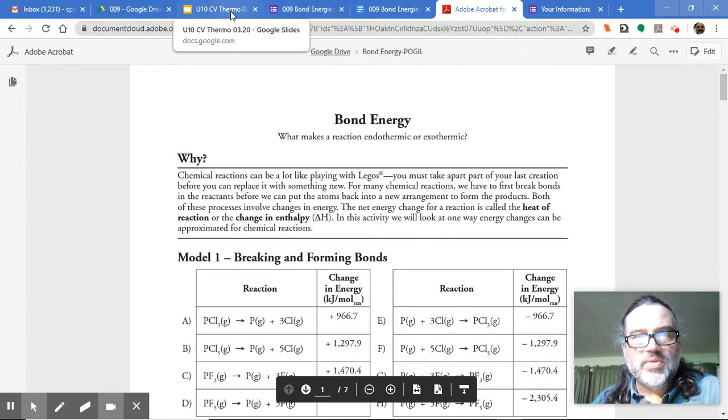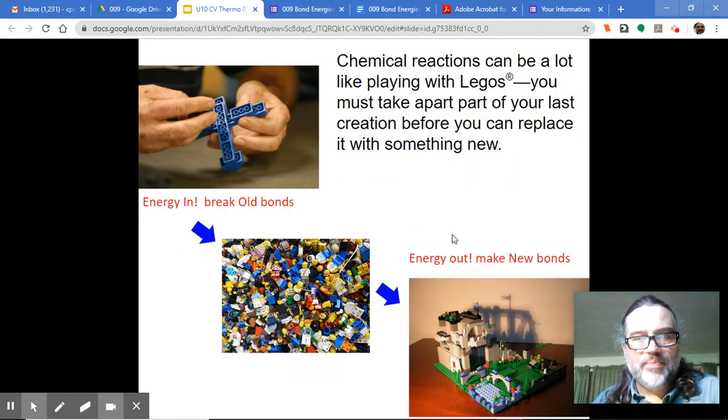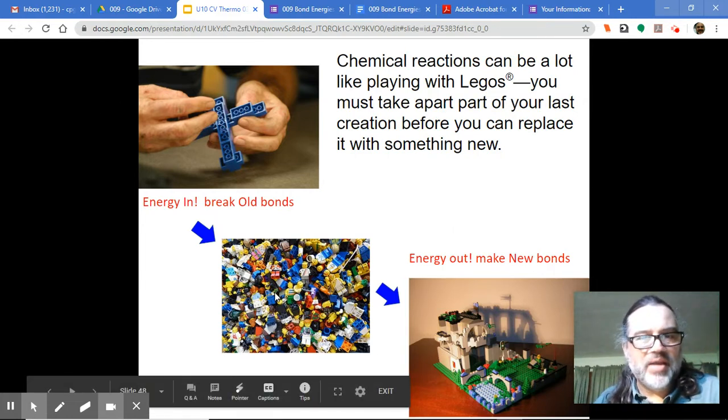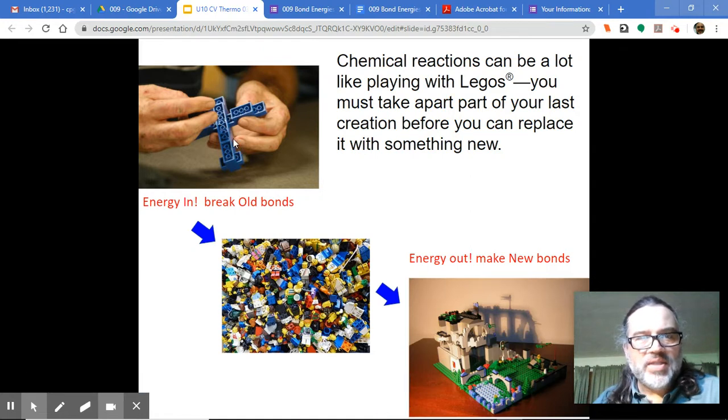Let's go back to talking about bond energies. One thing you want to think about with chemical reactions is that it's a lot like playing with Legos. You've got to break things apart, and you always have this big pile of Legos sitting around at some point. But this big pile can be turned into magical things like a castle. It always takes energy for you to separate these things. You always have to put in energy to break old bonds. And when we put energy in, is that endothermic or exothermic? And when we snap these together, energy comes out. And when energy comes out, is that endothermic or exothermic?